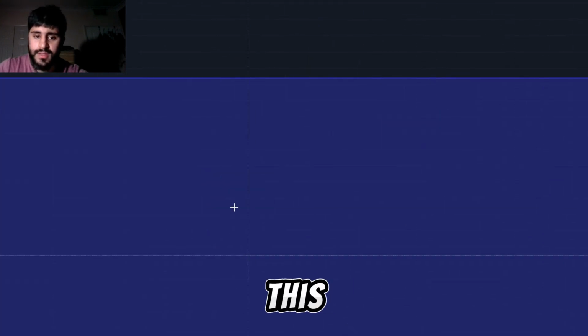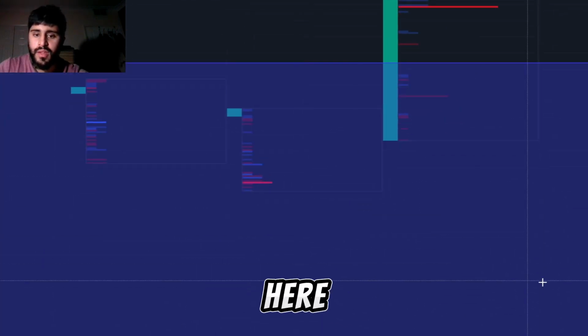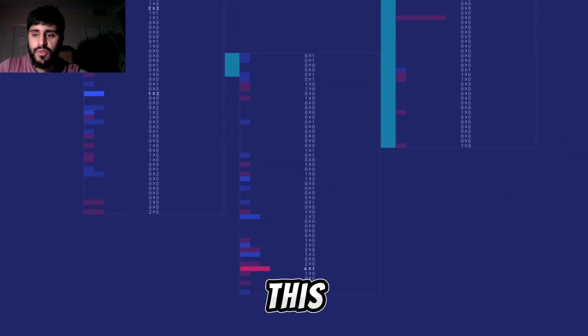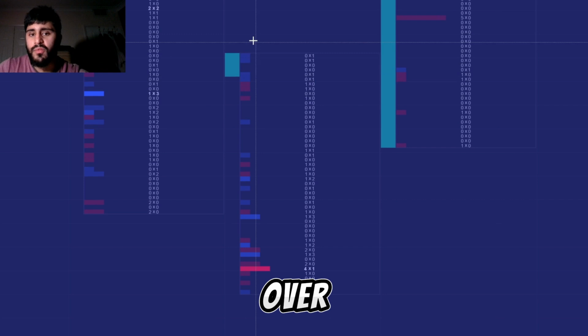So let's quickly break this down. Let's understand what's going on here. What's super interesting to understand, I want traders to really understand this, right? We had a bullish candle over here and we had a very, very large wick.